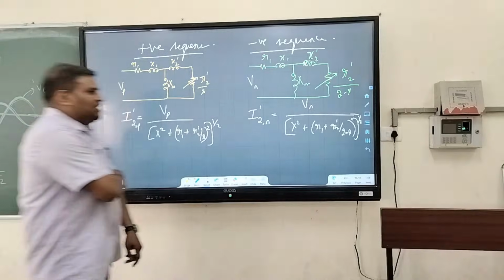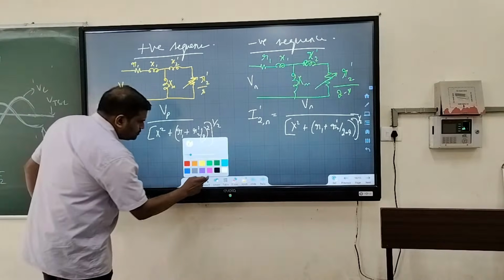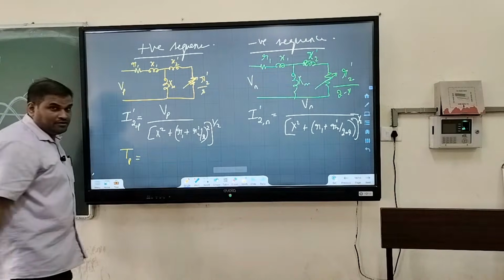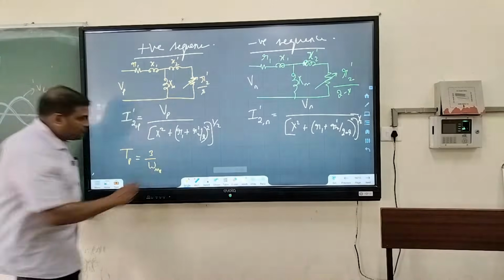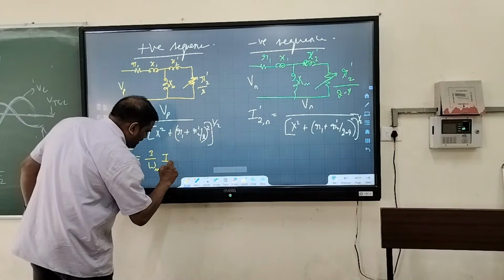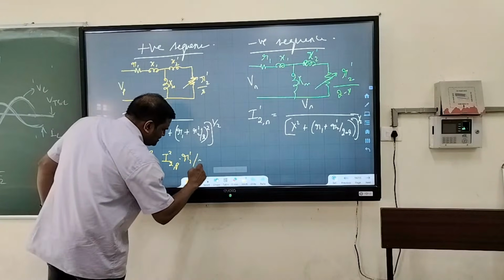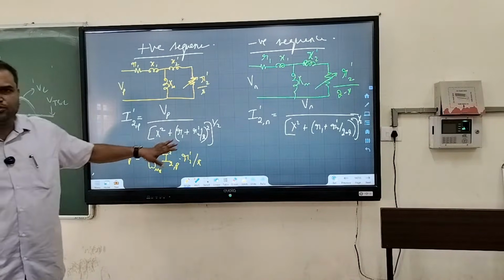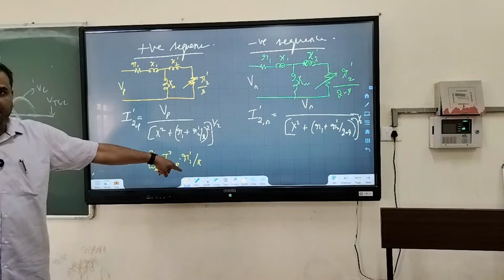So this is the value of the current. Clear? What will the torque be? The torque for the forward motion, Tp, will be equal to 3 by omega_s, I2p square into R2 dash by S. Can I write like this? Is it easy to understand? 3 I2 square R2 dash divided by S.